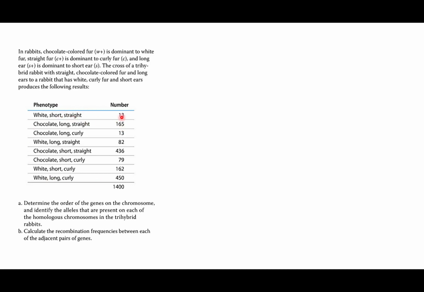We have white short straight, 13, chocolate long straight, 165, chocolate long curly, 13, white long straight, 82, chocolate short straight, 436, chocolate short curly, 79, white short curly, 162, white long curly, 450, for a total number of 1,400 rabbits. The question then wants us to determine the order of the genes on the chromosome and identify the alleles that are present on each of the homologous chromosomes in the tri-hybrid parental rabbits. Then we need to calculate the recombination frequencies between each of the adjacent pairs of genes.